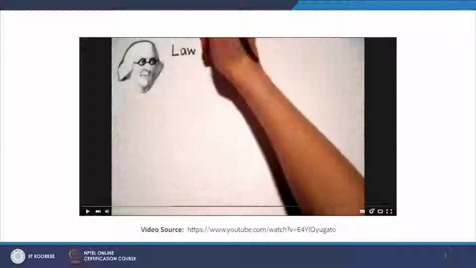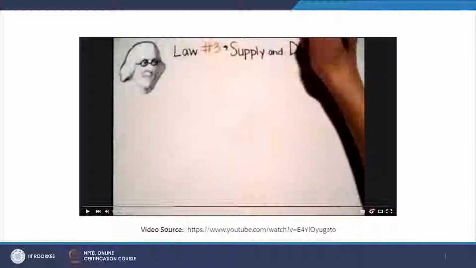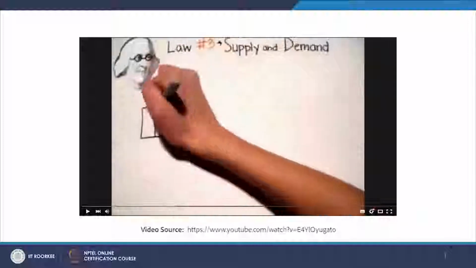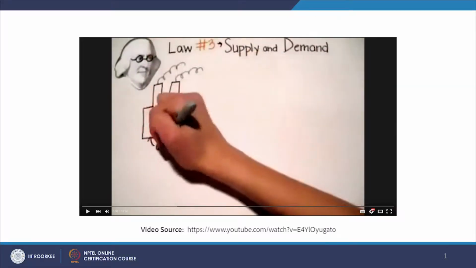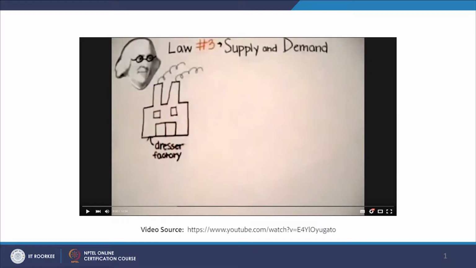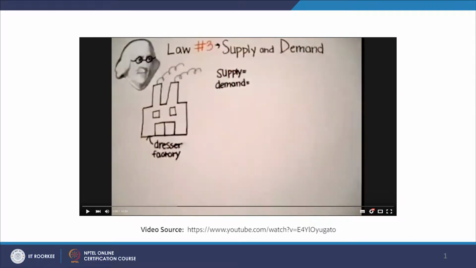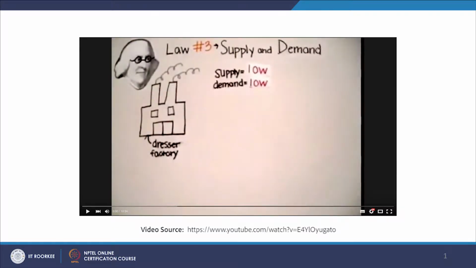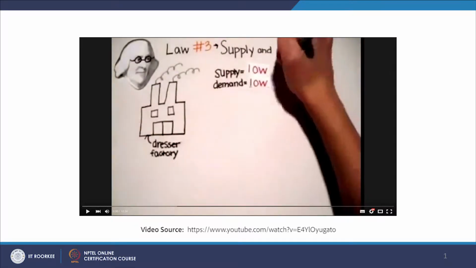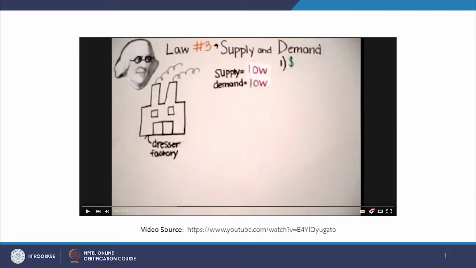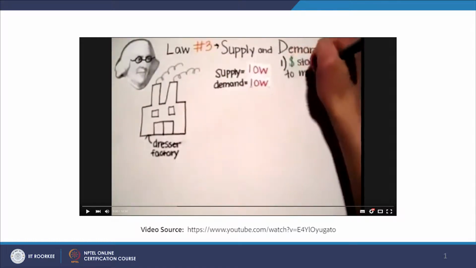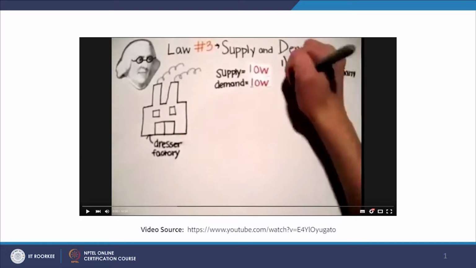Law number 3 of Smith's natural laws is the law of supply and demand. The economy always has and always will be dependent on supply and demand. A dresser factory will always sell dressers, but it will be dependent on the supply and demand on how it will sell with the public. Supply meaning how many could be made with the resources that they have, and demand meaning the popularity that this product has in public. If the supply is low and the demand is low, the cost will stay constant, meaning no fluctuations, and it will cost to make the product, but not many will be made.